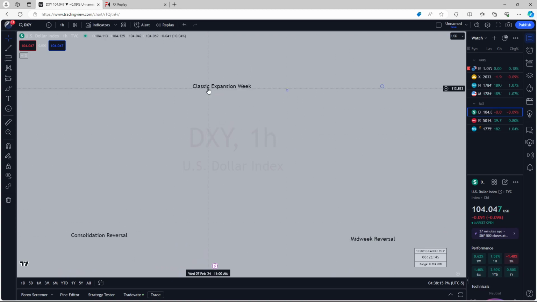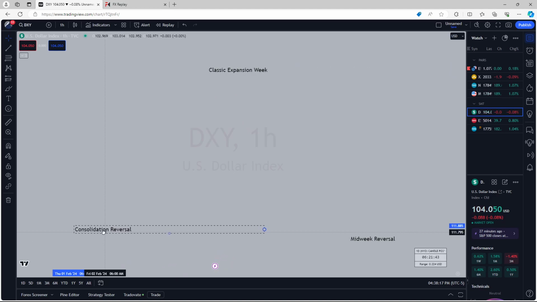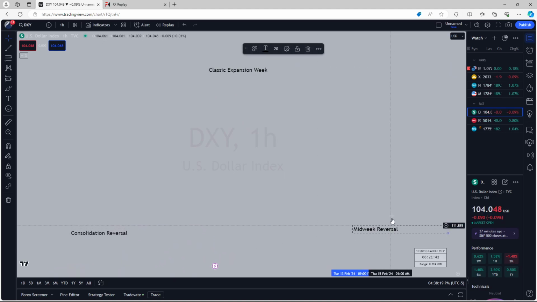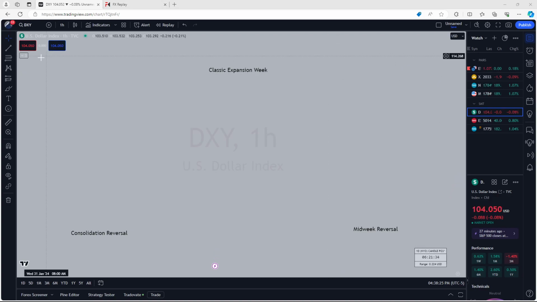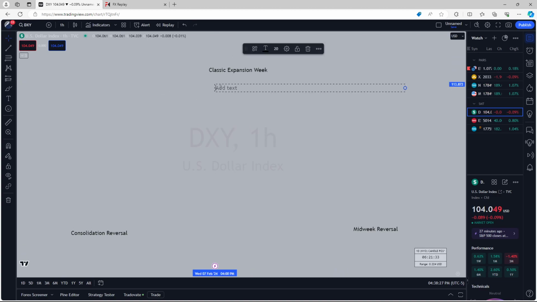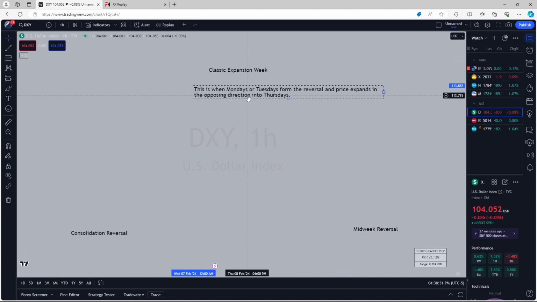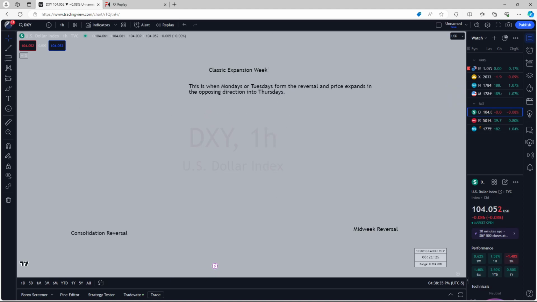Right, so we have classic expansion, consolidation reversal, midweek reversal. So first one, classic expansion. This is when Monday or Tuesday forms the reversal and price expands in the opposite direction into Thursday. So I'm going to post a chart on how it looks as well.